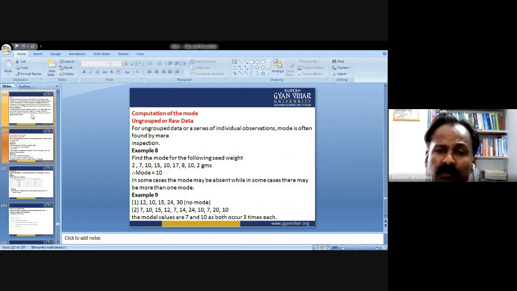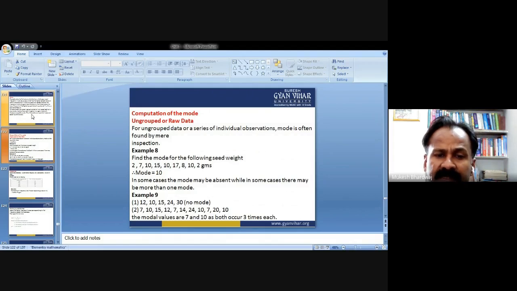In some cases the mode may be absent, while in some cases there may be more than one mode. Example: 12, 10, 15, 24, 30. What is the mode in this series? By inspection, we observe that all the digits are given only once. No digit is repeated. So we say that there is no mode in this series.